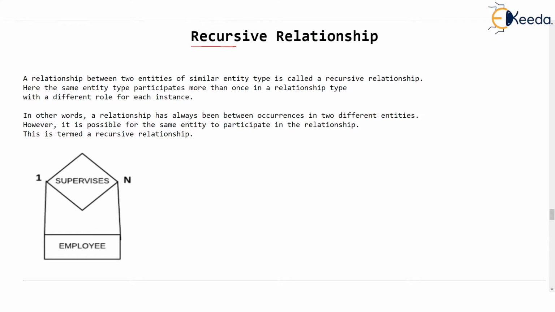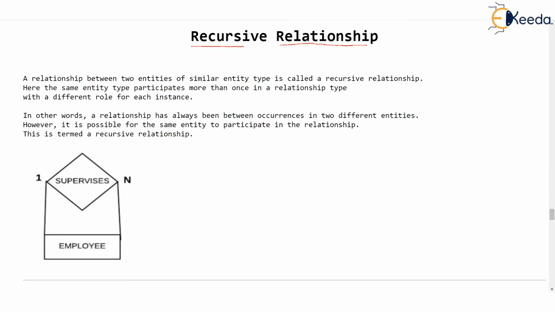We are still learning ER model or ER diagrams. In the past videos, we have seen one-to-many relationship, many-to-many relationship, and one-to-one relationship. Now here we are going to learn that there can exist a relation between two entities such that both entities are same. For example, here I have shown an employee entity.